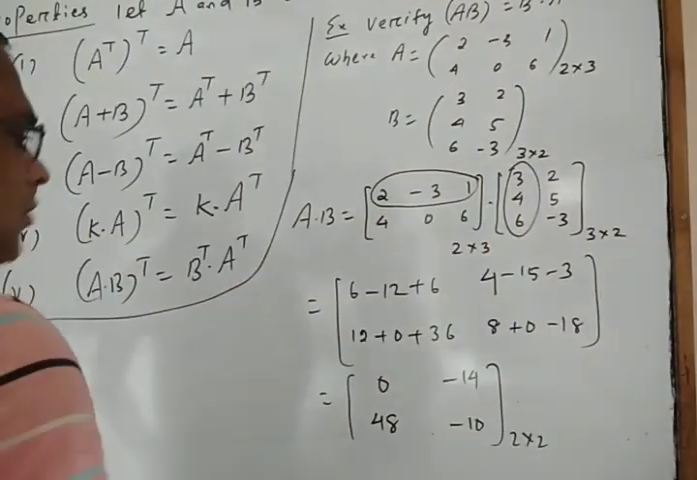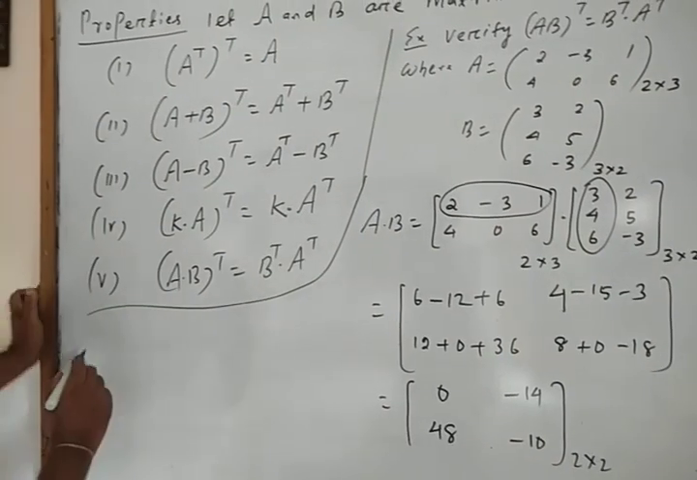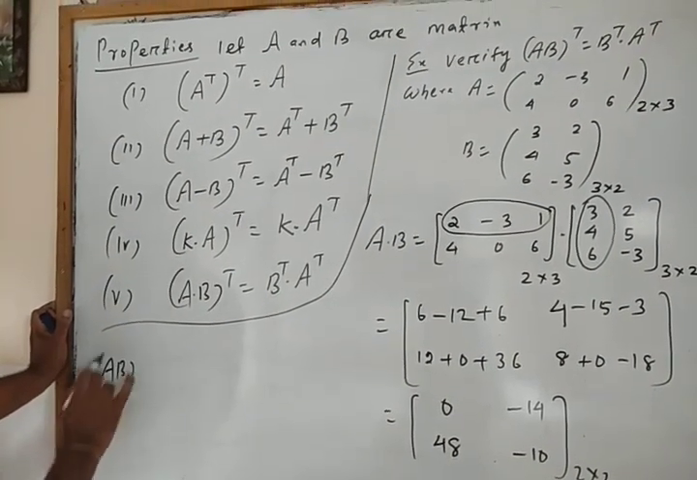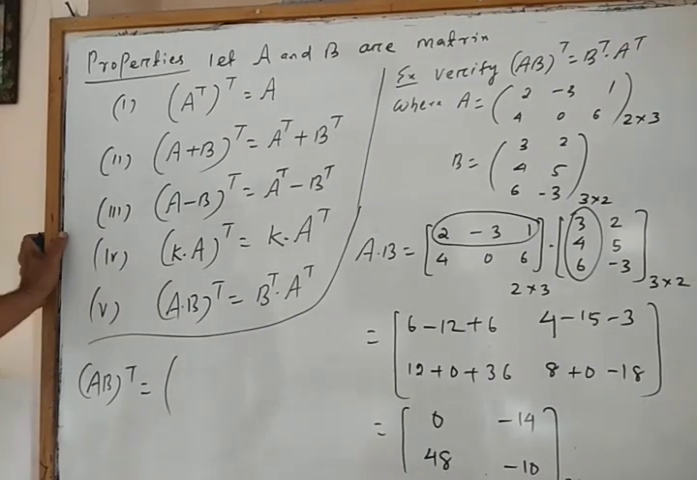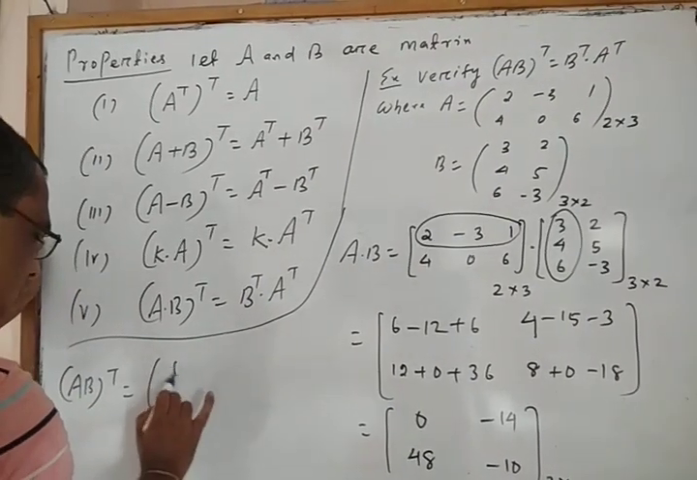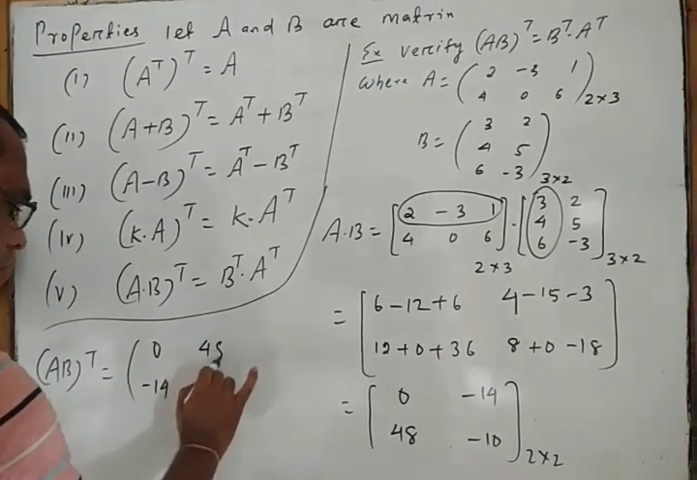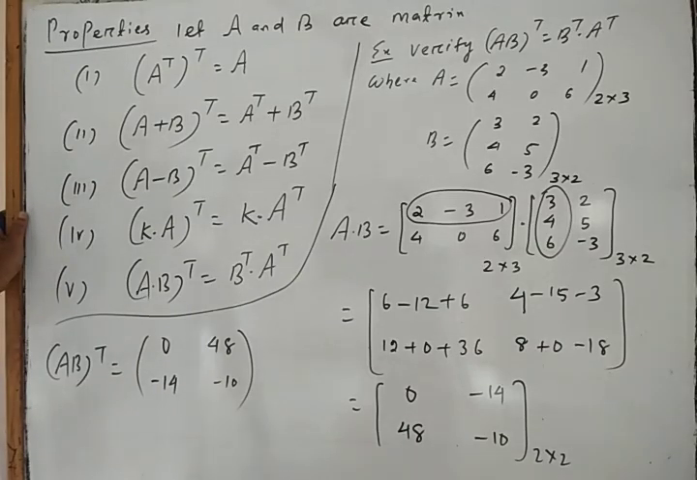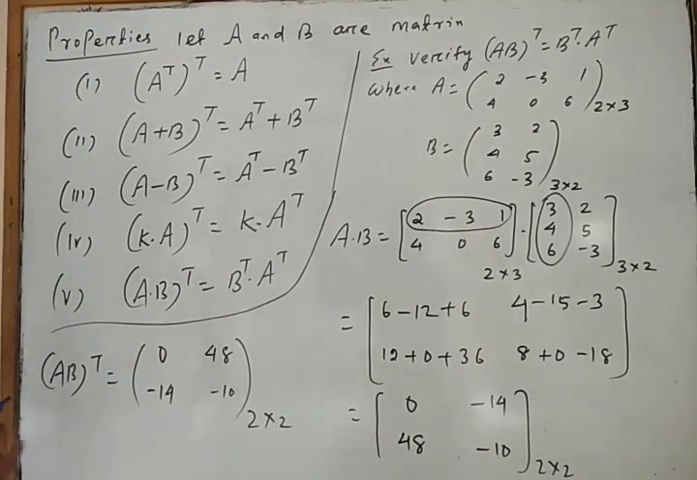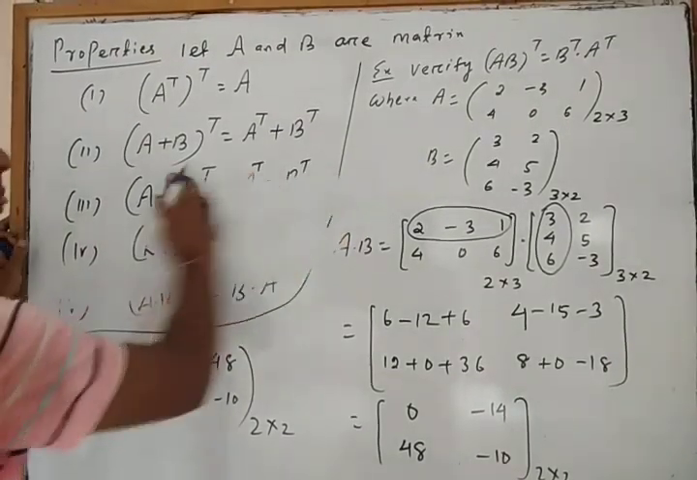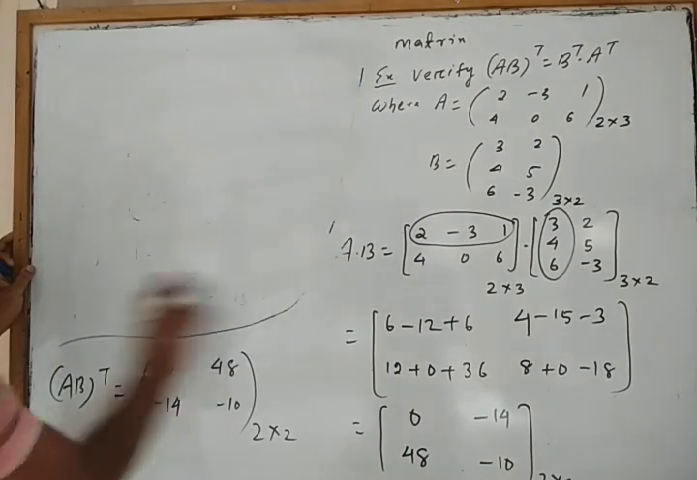And what is (AB) transpose? (AB) transpose means you have to interchange rows into columns, so write the first row as the first column, then the second row as the second column: [0, 48; -14, -10]. So this is (AB) transpose, and its order is also 2 cross 2. Then you have to go to B transpose into A transpose. So first write B transpose.